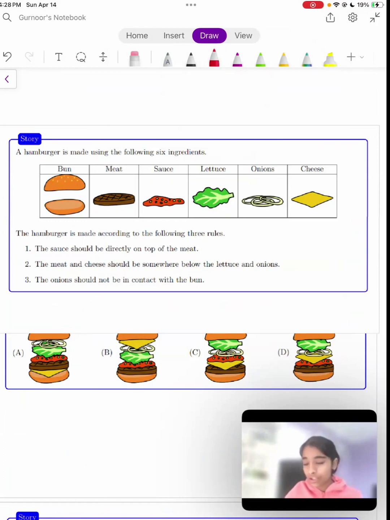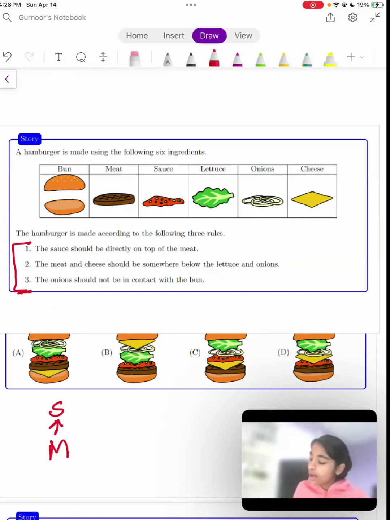So unlike the previous question, we're given a couple of rules, and we don't have a customer that changes their mind really quickly. So the 3 rules we have here: the sauce should be directly on top of the meat. So if we have meat, on top of it should be the sauce, and the sauce can't be placed anywhere else.